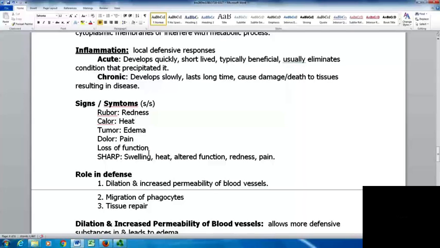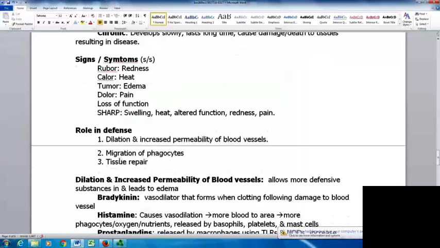Signs and symptoms of inflammation include rubor, calor, tumor, dolor, loss of function, and we can look at these with the acronym SHARP. So rubor is redness, calor is heat, tumor is edema, dolor is pain, and then we have the loss of function that goes with that. Its role in defense is it's going to increase dilation and the permeability of the blood vessels. It will lead to the migration of the phagocytes and tissue repair.